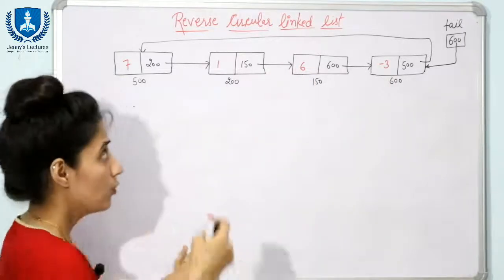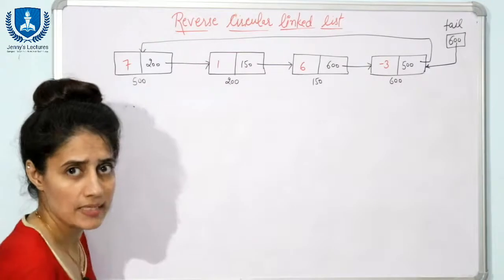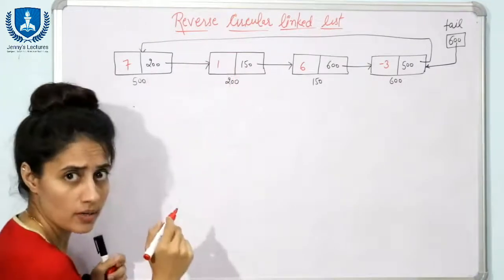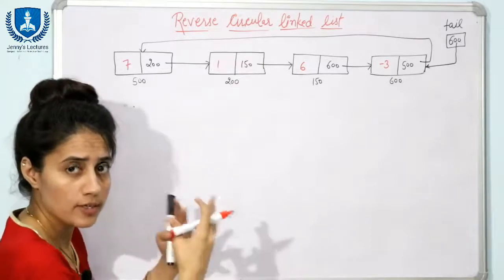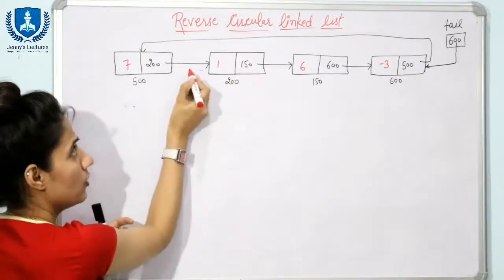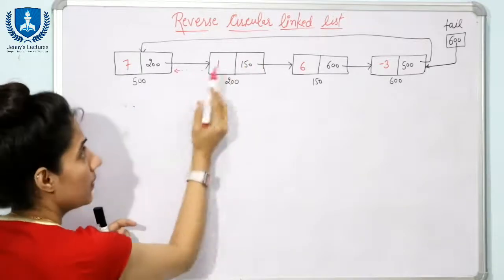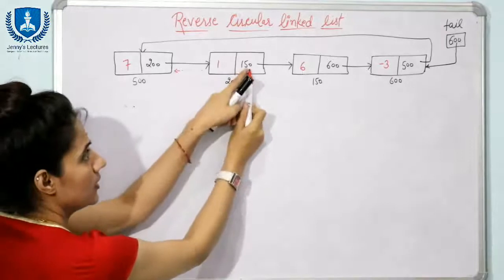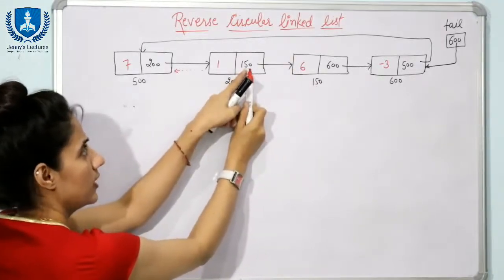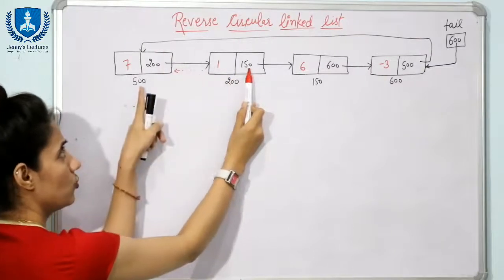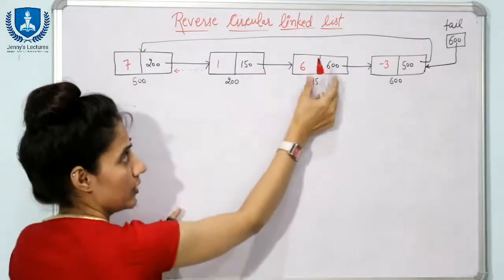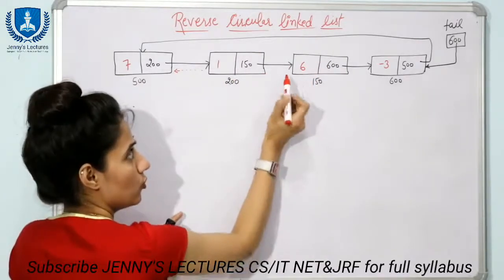What we actually do is reverse these links. Here each node contains the address of the next node, right? But after reversing, this node would contain the address of the previous node. We are going to reverse this link. Now this node contains the address of the next node, that is 150, but after reversing, this should contain the address of the previous node, that is here we will store 500. This node also contains the address of the previous node, that is we are going to reverse this link.